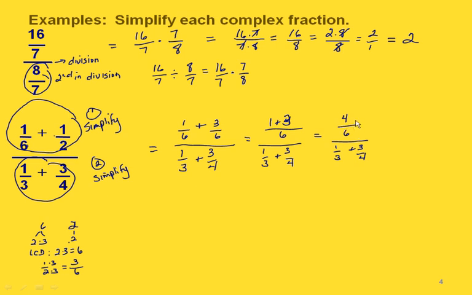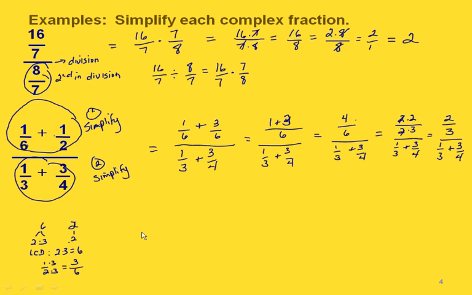So for 4/6, we know that 4 is 2 times 2, 6 is 2 times 3, so we could actually cancel a 2 there, and that would give us 2/3 in our numerator. Okay, so we've finished our first step of simplifying our numerator. Now we're going to look at our denominator and simplify it.